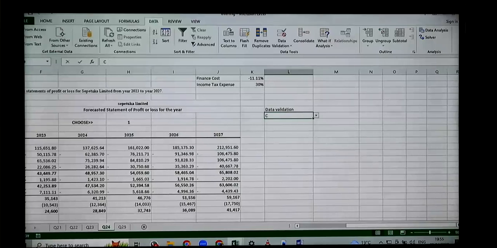Any question can be asked via the chat. Is the screen visible now? Yes. Okay, any question about sensitivity analysis and scenario?